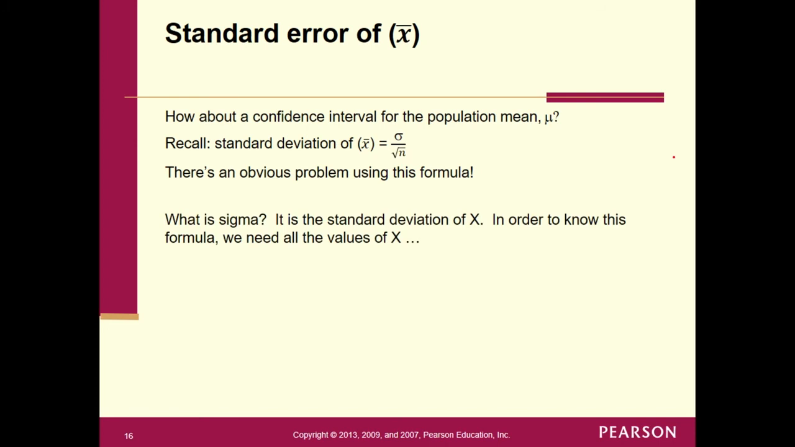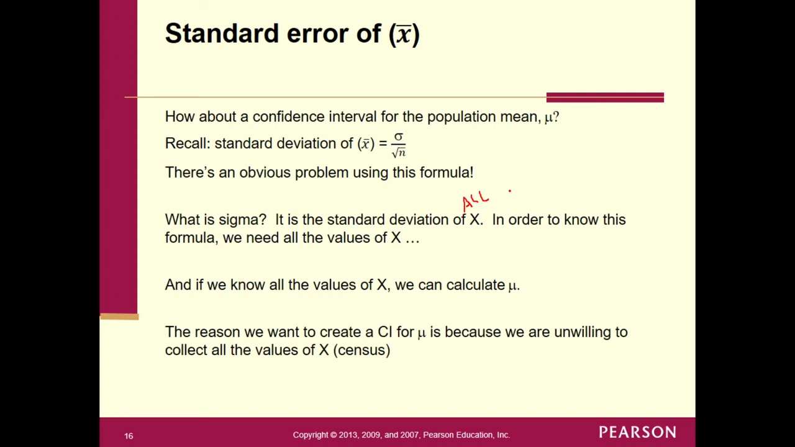What is sigma? Sigma is the standard deviation of the x's, of all the x's. So in order to know this formula, you need to know all the values of x. And if you know all the values of x, we should be able to calculate mu. Mu is the population mean. So the reason we want to create a confidence interval for mu is because we're not willing to collect all the values for x. Take a census, right? And so that's why we're creating a confidence interval for mu.